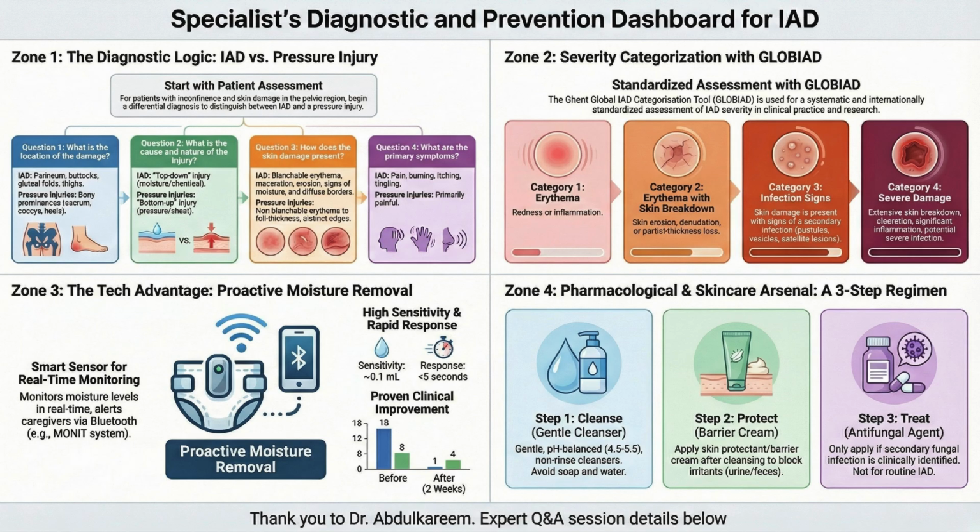Right. Urine contains a compound called urea. Now, the skin is colonized by bacteria, our normal skin flora. Some of these bacteria produce an enzyme called urease. Urease, okay. When urine hits the skin, that urease enzyme immediately gets to work. It breaks down the urea and converts it into ammonia. And ammonia is highly alkaline. Highly alkaline. It causes the skin pH to spike, sometimes to 8 or 9.